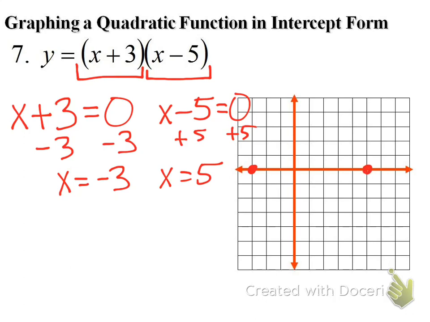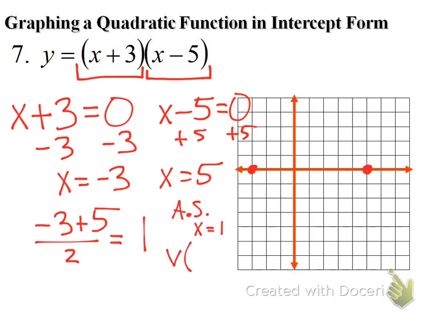now since these are symmetric, my axis of symmetry and my vertex are going to be right in between these points. So you could kind of just count and look at it to see where the middle is, or you can find the average of these two numbers. So to find the average, we just add them together. Divide by 2. So my axis of symmetry is going to be at 1. So x equals 1. And then my vertex has an x value of 1.